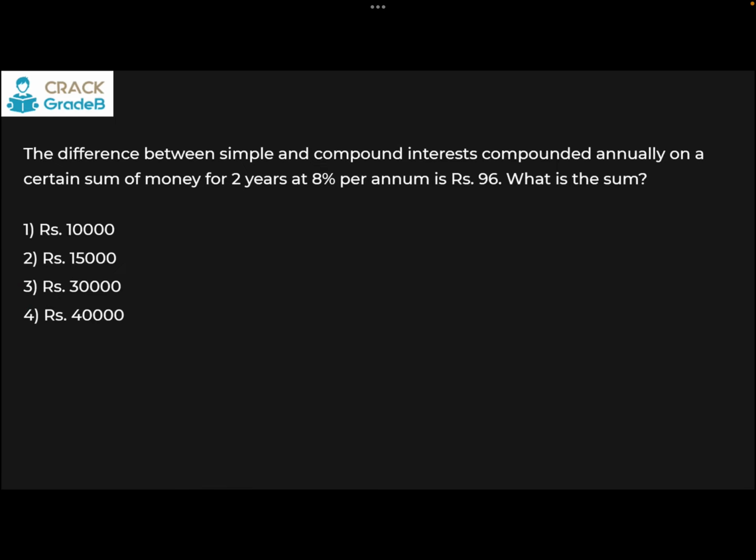Let's see. It says the difference between simple interest and compound interest compounded annually on a certain sum of money for 2 years at 8% per annum is 96. What is the sum? So if we say the sum, that is the principal, is X, the number of years is 2, and the rate of interest is 8% per annum.